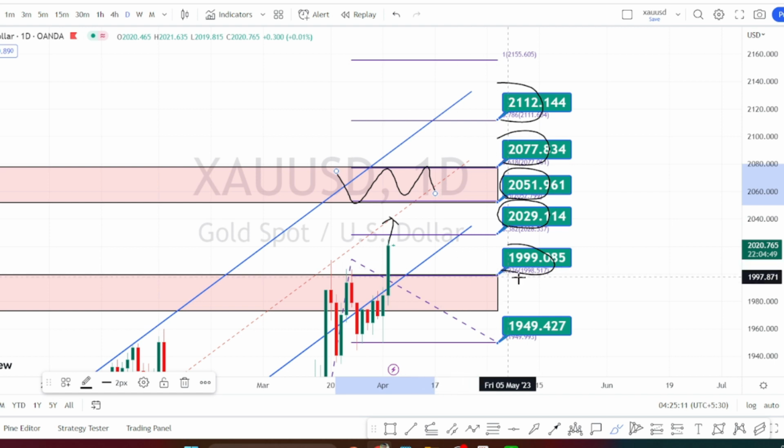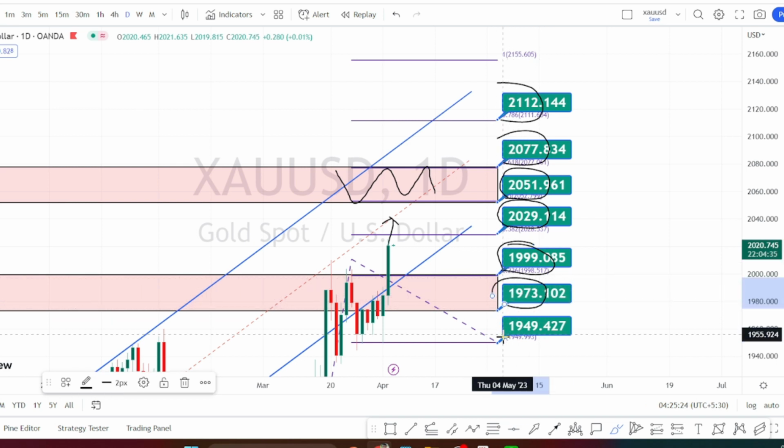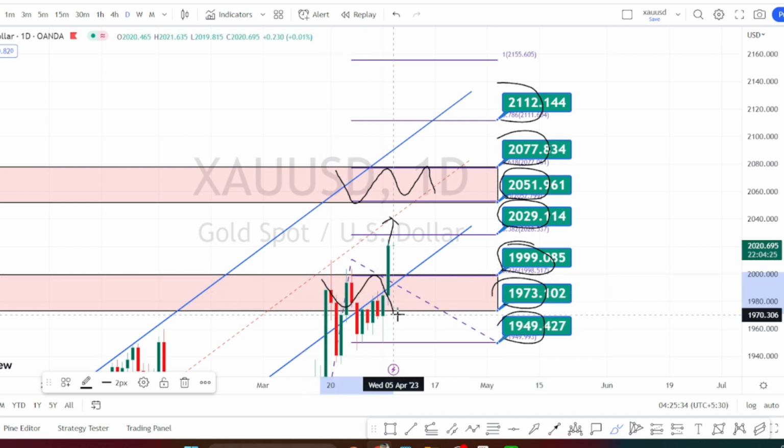And on the bearish side, if the price action breaks this support level of 2000, next level of support is going to be around 1973 and 1949, and this zone between 2000 to 1973 is going to be acting as a very strong demand zone for the price action in daily time frame.